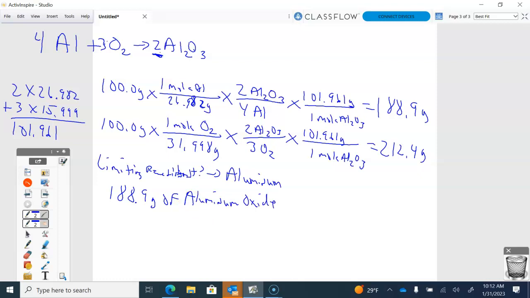Probably next thing is what's left over. How much remaining reactant will be left over? Okay, how much oxygen are you going to have left over? 11.1 grams. It'd still be left in the tank when I ran out of aluminum.